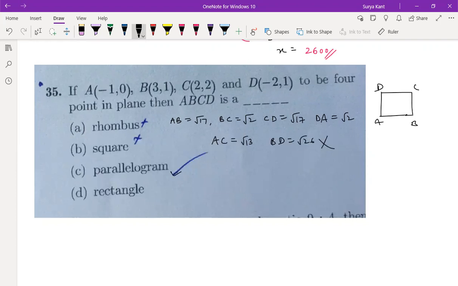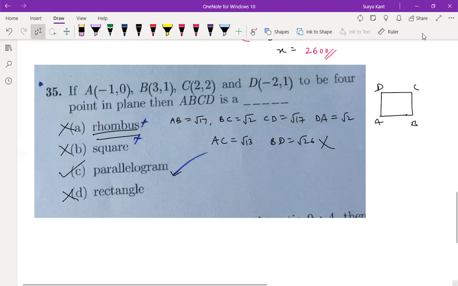A square is never possible. Rectangle is never possible. Why not rhombus? Rhombus has equal sides like a square. The rhombus is also not possible. So only one option, that is parallelogram. And parallelogram is nothing but opposite sides are equal. Angle we can't find here, and why find the angle? Sir, if the diagonals are equal, it's a rectangle. Yeah, if diagonals are equal, then it's a rectangle.